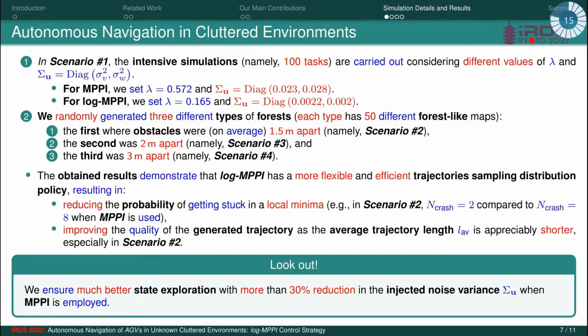The obtained results demonstrate that log-MPPI has more flexible trajectories than the classical MPPI, reducing the probability of getting stuck in local minima and improving the quality of the generated trajectory towards the goal. Please keep in mind that in all simulations we ensure much better state exploration with more than 30% reduction in the injected noise variance when compared to MPPI.